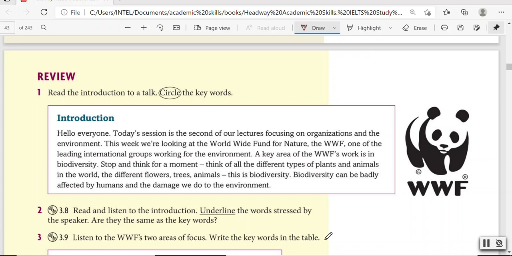And also let's do the review together. In here, read the introduction to a talk. Circle the keywords. In here we have this introduction, we must read it and select the keywords.